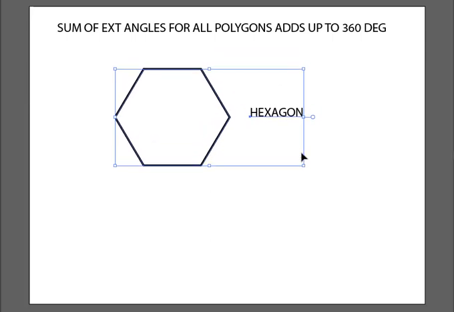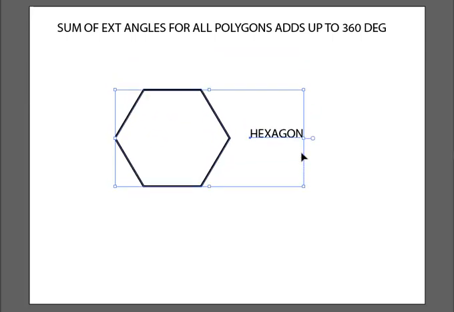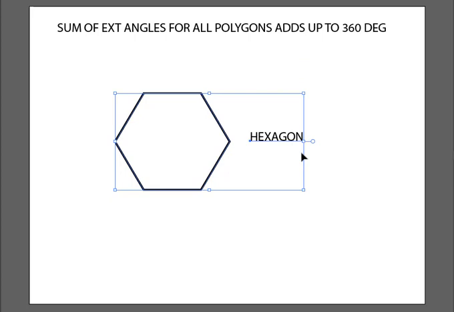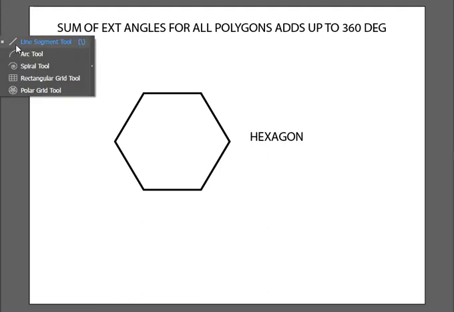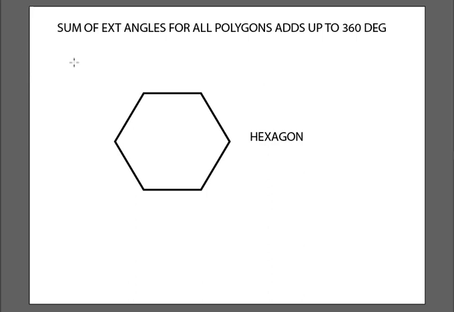You can play around with it. You can see what I want you to see. Now that is a hexagon. A hexagon is a six-sided shape. Now we're saying the sum of exterior angles, they add up to 360 degrees. But how do we know? How do we know which ones are our exterior angles?